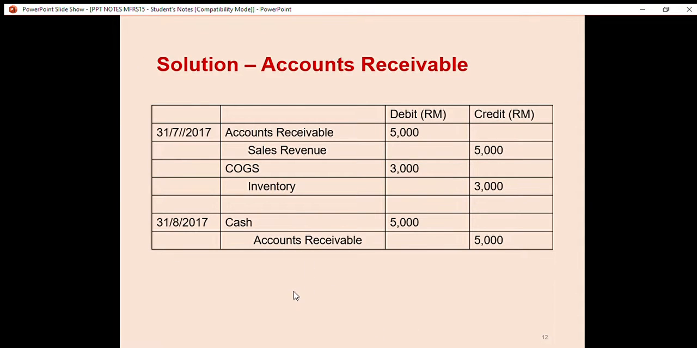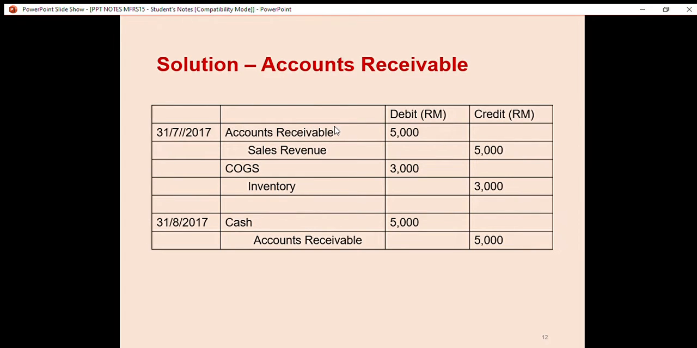So on 31st July 2017, this is when the goods are delivered to the customer. The seller will debit account receivable 5,000 and credit sales revenue 5,000. Then debit cost of goods sold 3,000 and credit inventory 3,000. On 31st July, the company records the transaction as account receivable, not as contract asset.